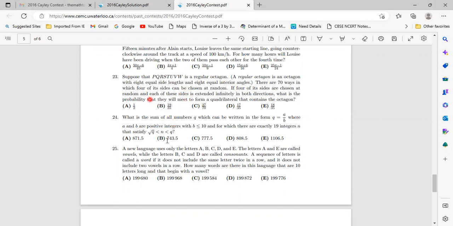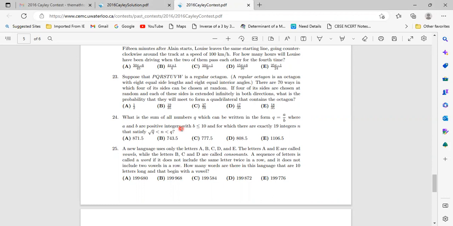Actually, I couldn't find time to go through question number 24, but I will try anyway. What is the sum of all numbers q which can be written in the form q is equal to a by b, where a and b are positive integers with b less than or equal to 10, and for which there are exactly 9 integers n that satisfy square root of q less than n less than q.